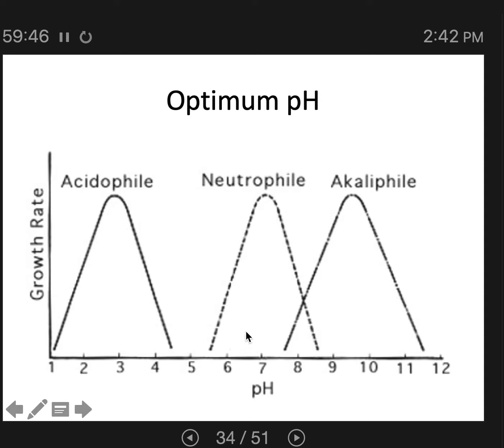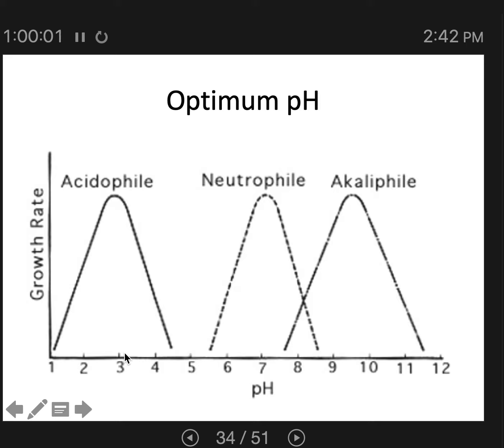So microbes that like it neutral are called neutrophiles. Microbes that like it acidic are called acidophiles. Microbes that like it basic or alkaline are called alkaliphiles. Okay? And again, these are not the only curves out there.